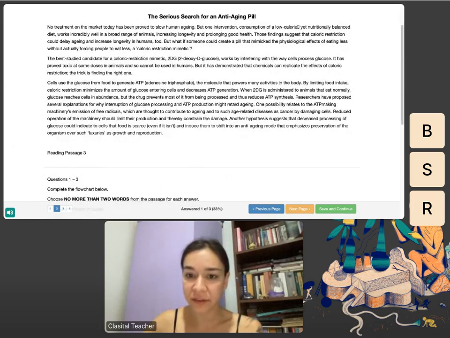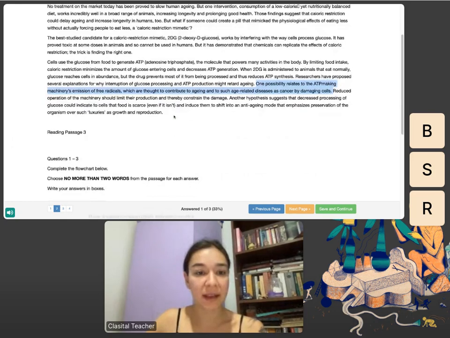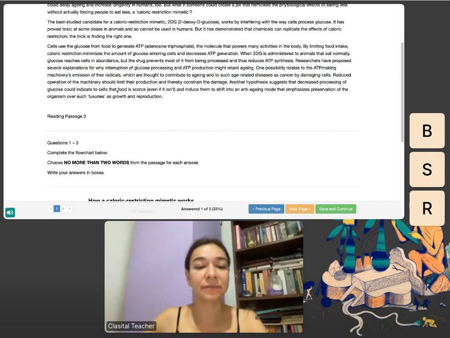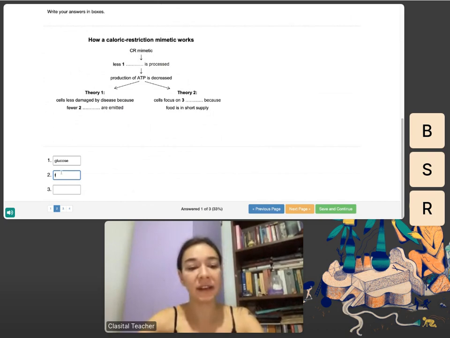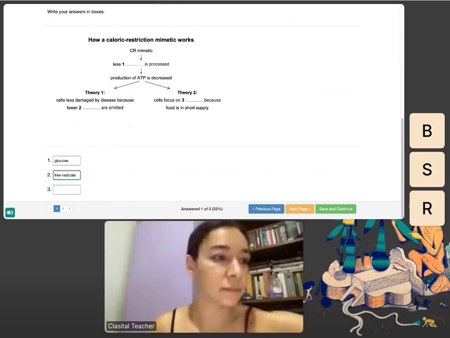Cells less damaged by disease because fewer blah blah are emitted. One theory, one possibility relates to the ATP making machinery emission of free radicals, which are thought to contribute to aging and such age related diseases as cancer by damaging cells. So my answer is fewer free radicals are emitted.